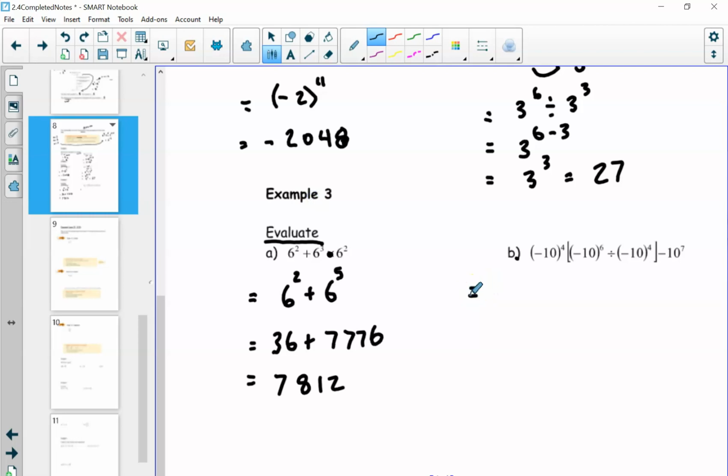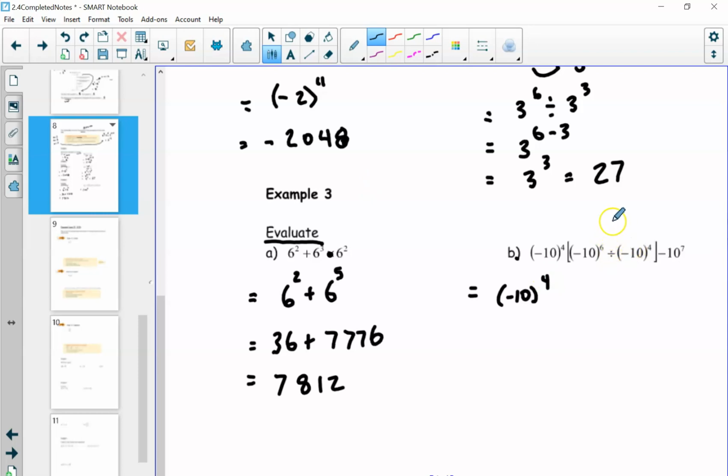Okay, B. There's some brackets in here, and luckily enough, most of our exponents are negative 10, but we have to be a little bit careful here because we don't have brackets including the negative signs. So let's just kind of be aware of that. All right, so we got to do what's inside the brackets first. So I'm just going to leave this negative 10 to the power of 4 there. And let's look at what's inside the brackets.